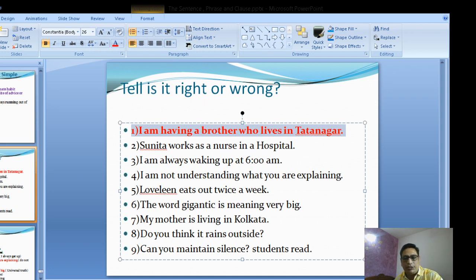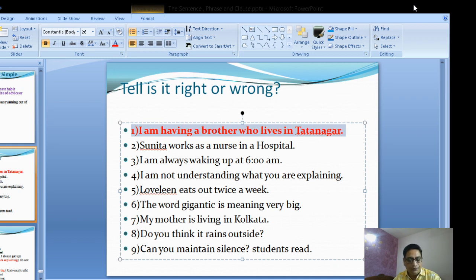So let me just ask you again the first question. I am having a brother who lives in Tatanagar. Is that a right sentence or a wrong one? If it's a wrong sentence, correct it. If it's a right sentence, write it's correct. Alright, those who have written correct, that's okay. But if you have written wrong, please write down the correct form of the sentence as well.